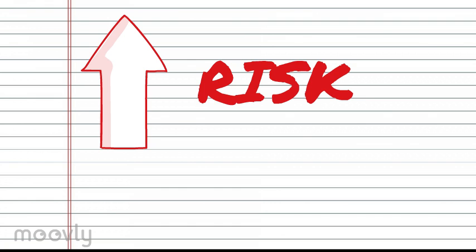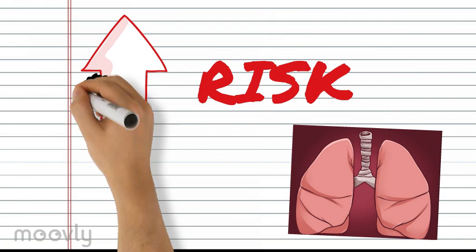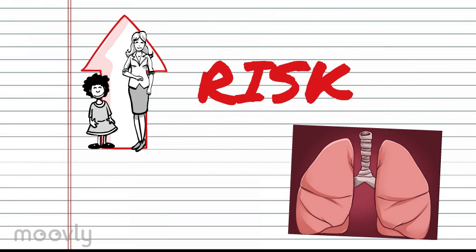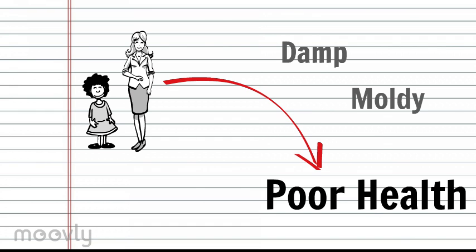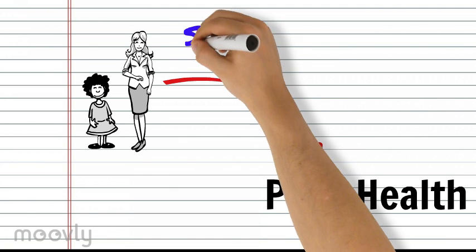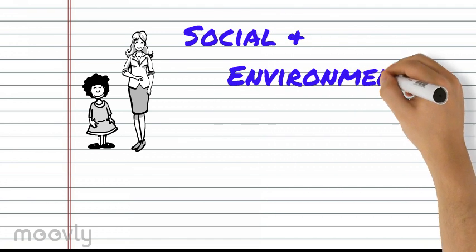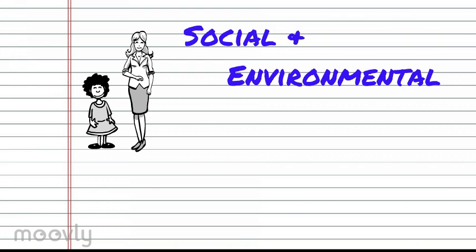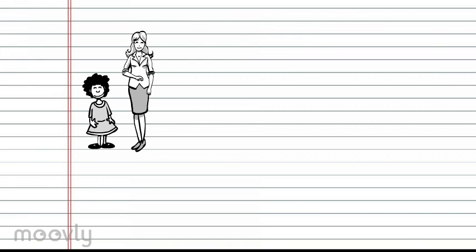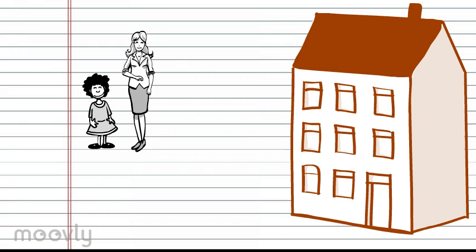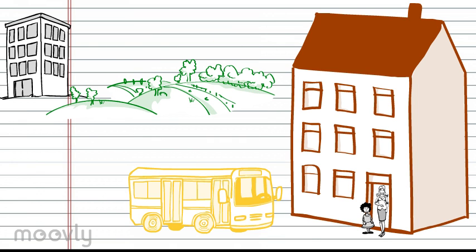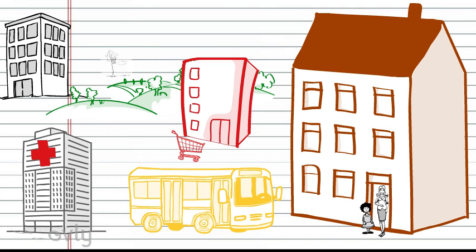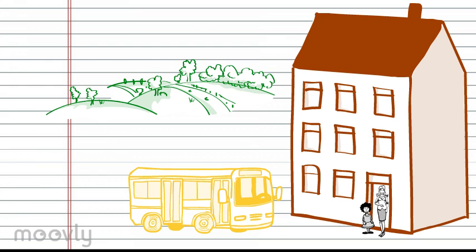There is an increased risk of respiratory illness for both children and adults in damp and moldy houses compared to those living in dry conditions. In turn, this can lead to poor health. The social and environmental conditions of housing are also important aspects affecting one's health. When considering the environmental conditions surrounding an individual's home, it is important to consider the proximity to services such as school, health services, grocery stores, and recreational areas, all of which have a direct effect on our health.